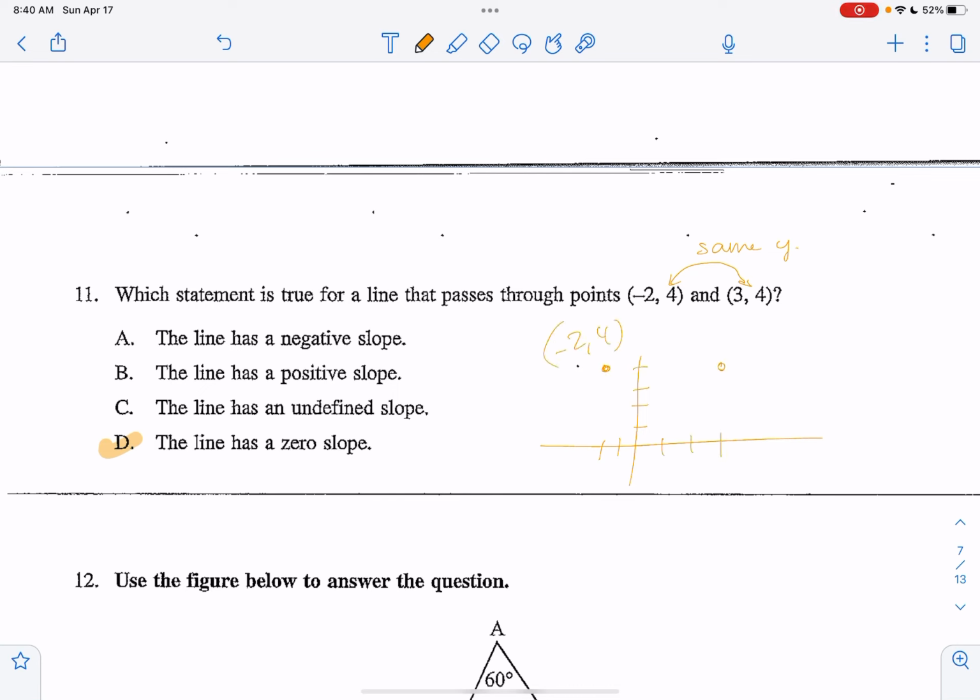Next, for number 12, you have to use the figure below to answer the question. So in triangle ABC, DE is parallel to BC. You can draw the symbol for that. And the measure of angle A is 60 degrees. The measure of angle DEC is 125 degrees. What's the measure of angle B?